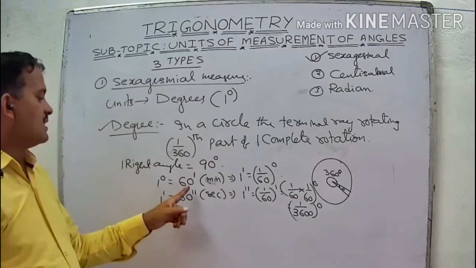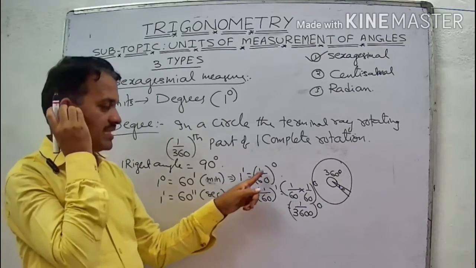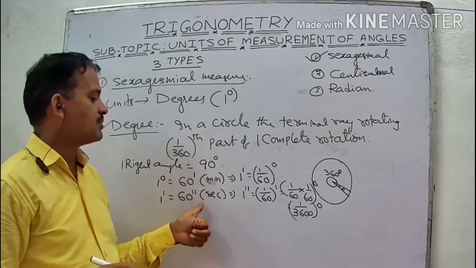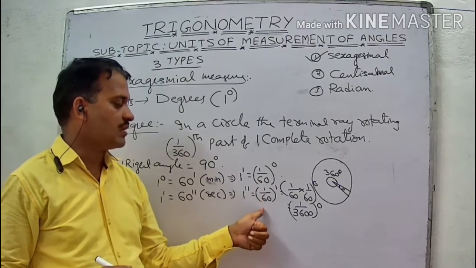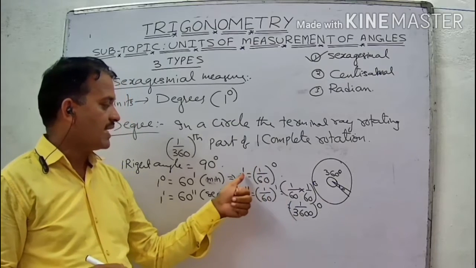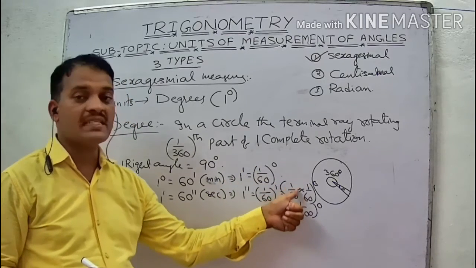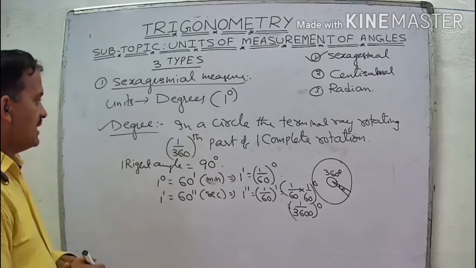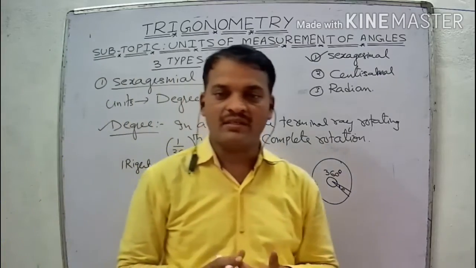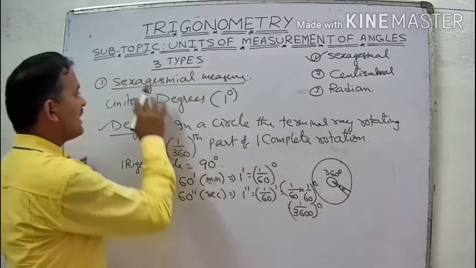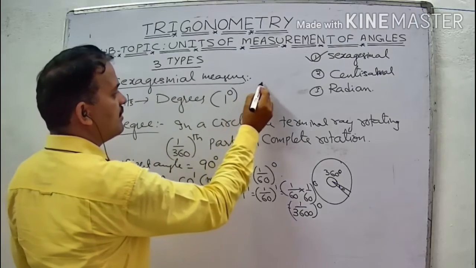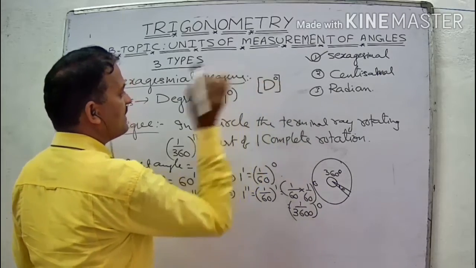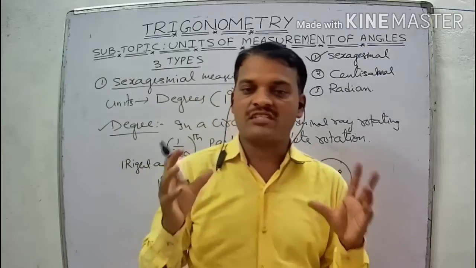So 1 degree equals 60 equal parts, 1 minute equals 1 by 60 degrees. 1 minute equals 60 seconds, 60 equal parts, each part is called a second. Again, 1 second equals 1 by 60 minutes, which converted into degrees is 1 by 60 into 1 by 60, so 1 by 3600 degrees, my dear friends. So this is the information about degrees. This can be measured with the letter D, or D degrees, like that. So that is about the first measure, students.